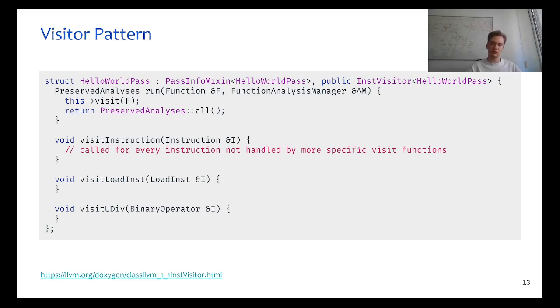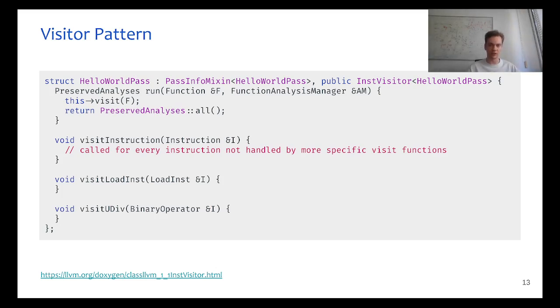What you will see in more complex passes is this visitor pattern. So you of course can do this trivial thing, what we've just seen, where you iterate over every instruction in a function. And then you check if it's actually an instruction that you care about. That's pretty inefficient. So instead, what LLVM gives you is this visitor pattern.